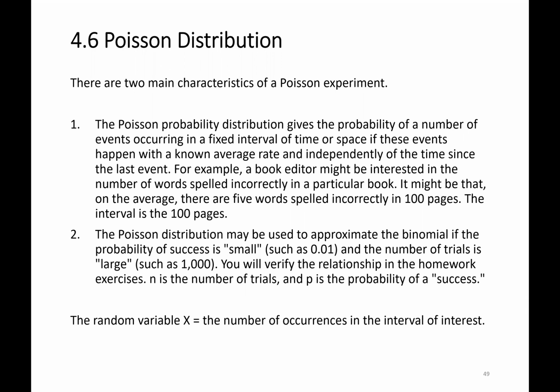The Poisson distribution may be used to approximate the binomial if the probability of success is small and the number of trials is large. And it says you're going to verify this relationship, and I don't think that we actually give you that homework problem. Maybe we do, maybe we don't. I can't remember. So the random variable X is the number of occurrences in the interval of interest.